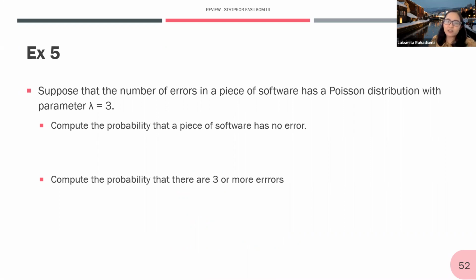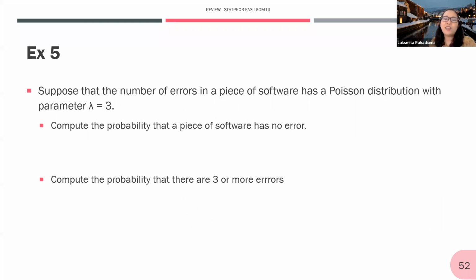Suppose that the number of errors in your, what programming class are you currently taking? Is it data structures? No? Is that what you're currently taking right now in this semester? Did I just traumatize you? Suddenly there are so many chats.